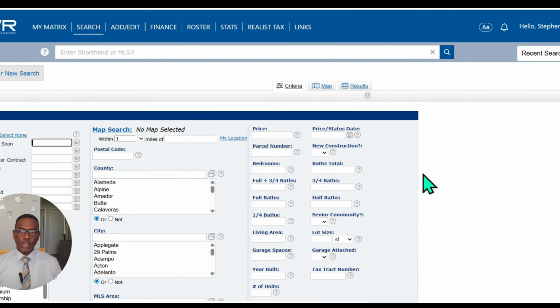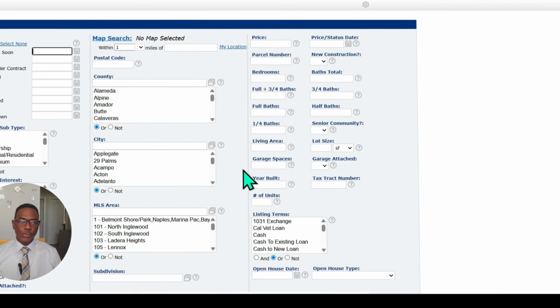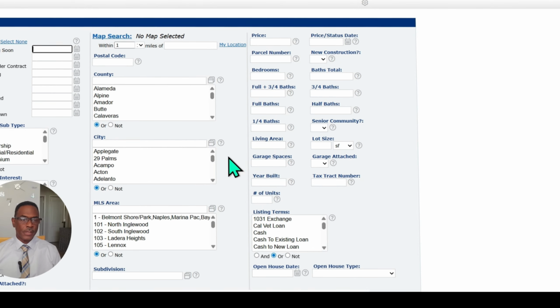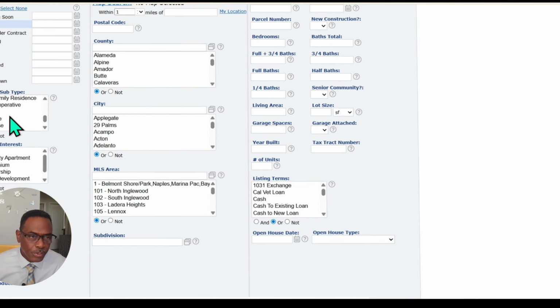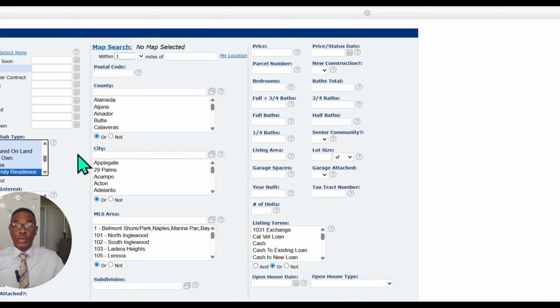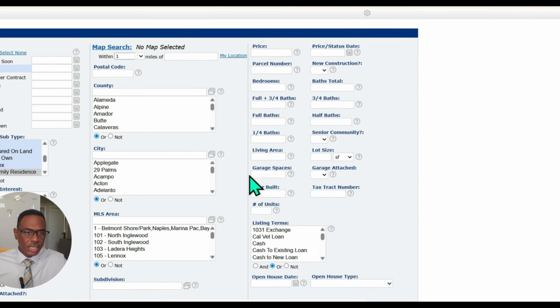Okay, we're here on the MLS. This is how we search for properties. This is where I would send you properties. We can search for pretty much whatever we need. It's connected directly to the MLS. All the properties are live. You don't have any properties that don't exist or you can't find. So first thing we need to do is filter it down.